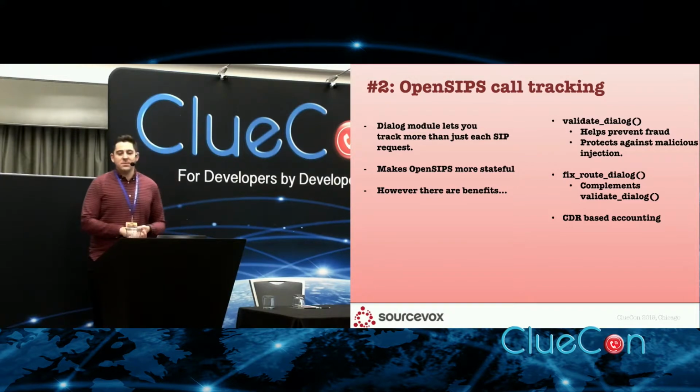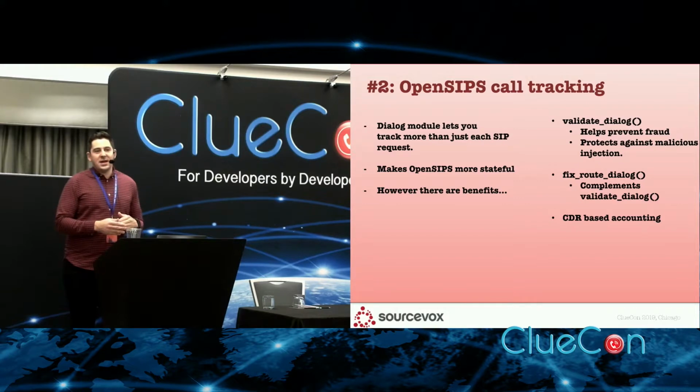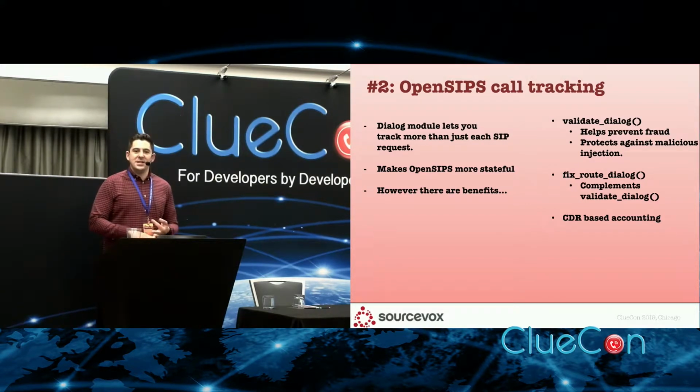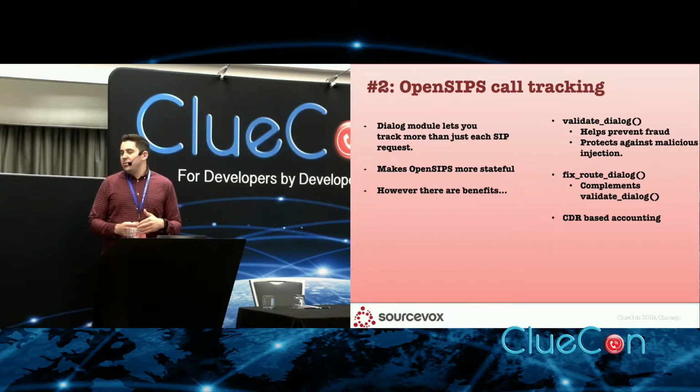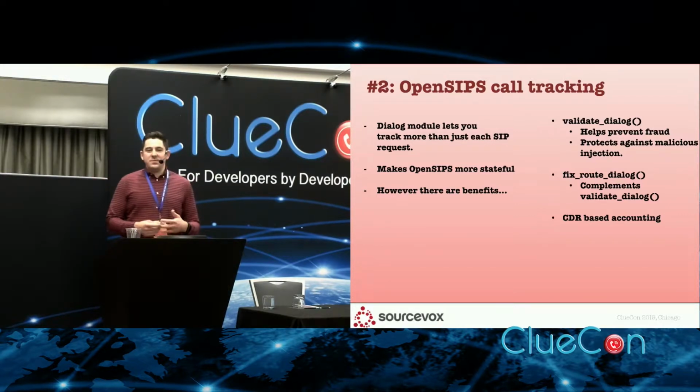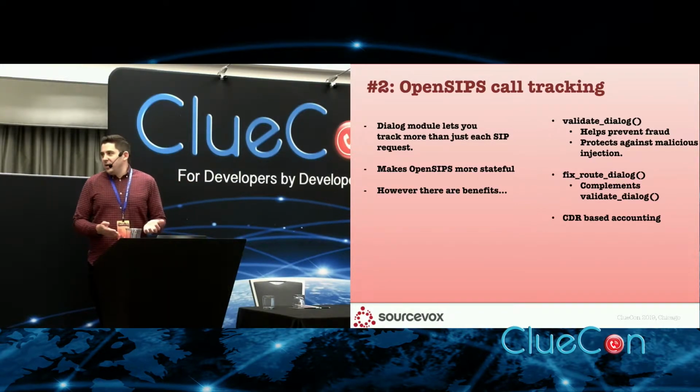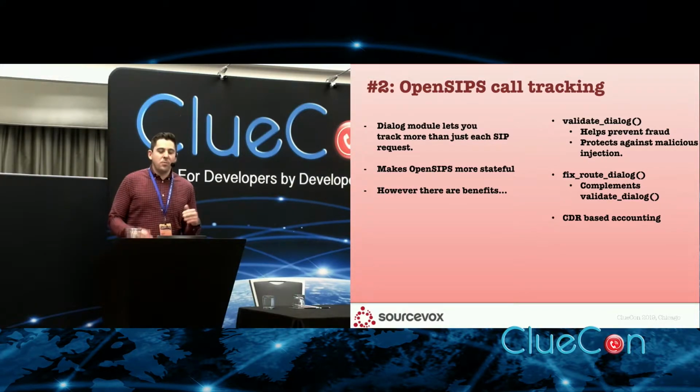If you use OpenSIPS in its stateless form, then the only way you can do accounting is to account each individual INVITE and each individual BYE, and then you'll have to reconcile them after the fact yourself. If you enable the dialog module, then you can also use CDR-based accounting, which basically means you can say to OpenSIPS, here's your INVITE, give me a CDR at the end of the call, please. And OpenSIPS will statefully track the call. When the call ends, it will produce a CDR.